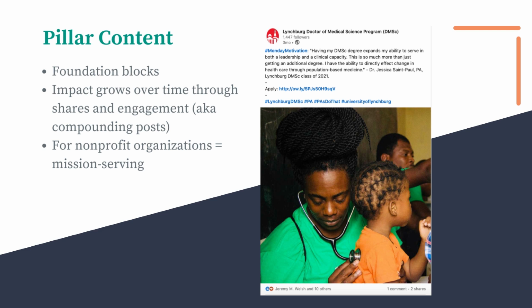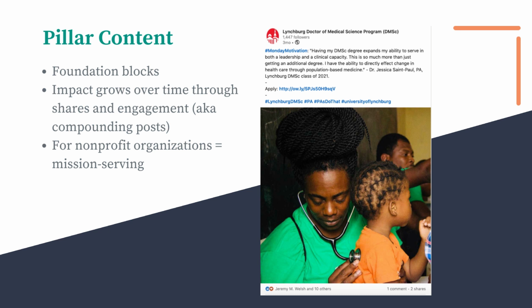The next rung on the ladder includes pillar content, which creates a solid foundation through original content and continues to attract viewers over time. So these sorts of posts are what are known as compounding posts because of that growth over time through things like shares, retweets, engagements, and other interactions.